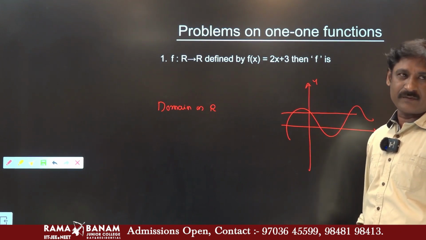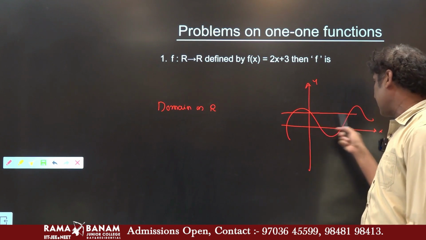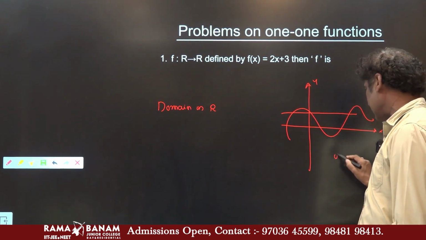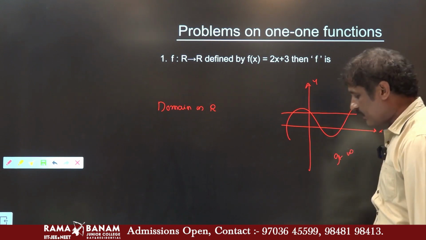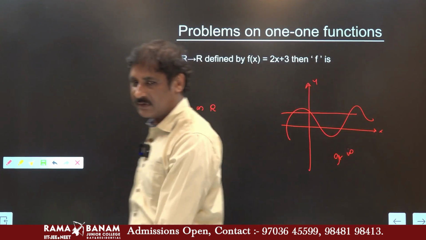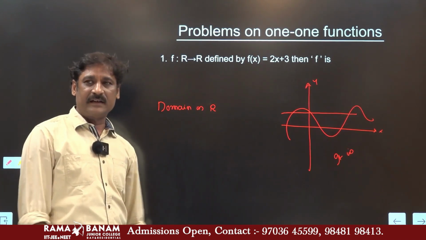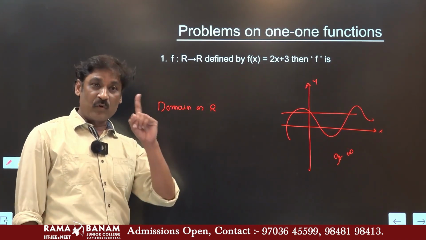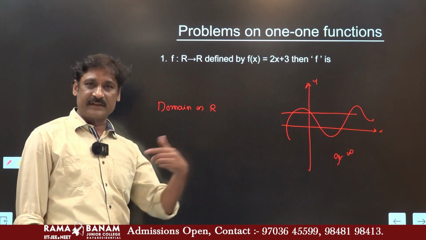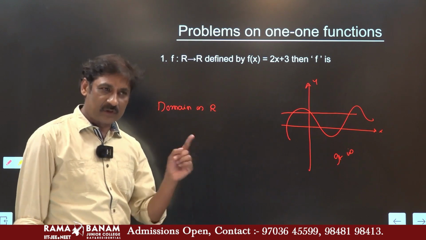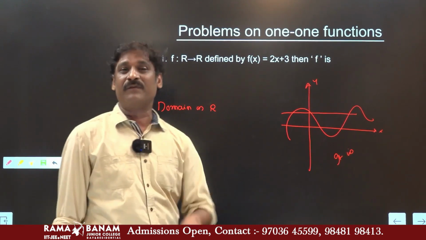So it is not a one-one function. You see here, it is cutting 3 points, so it is not a one-one function. It is said to be a many-one function. What is the definition of a one-one function? As per the graph, you draw a horizontal line. If the horizontal line intersects the graph of the function at most one point, we can say that such a function is a one-one function. If it cuts more than one point, it is said to be a many-one function.